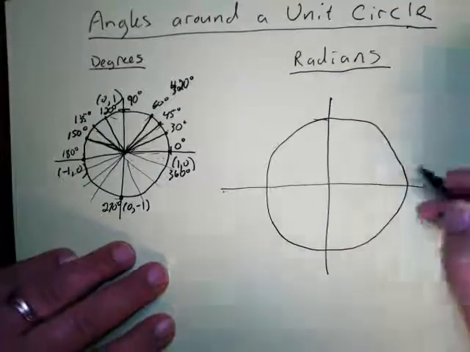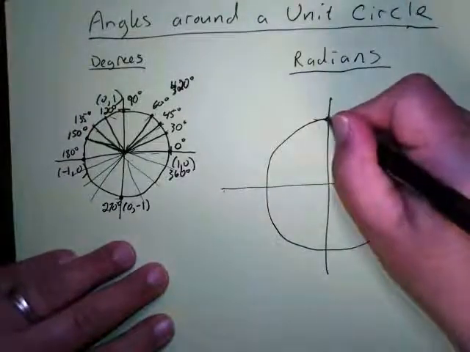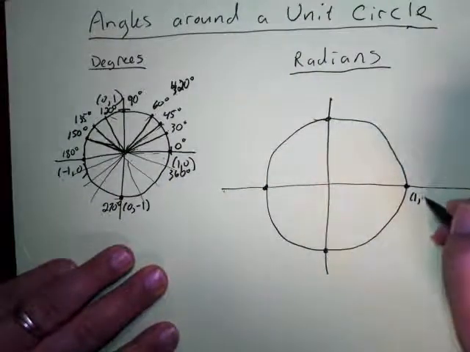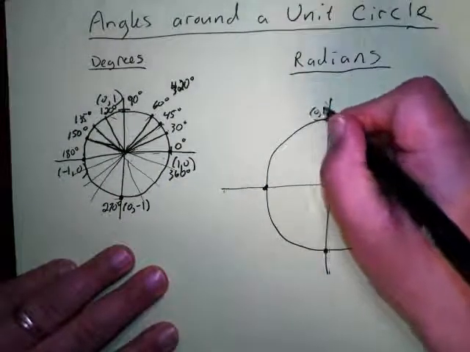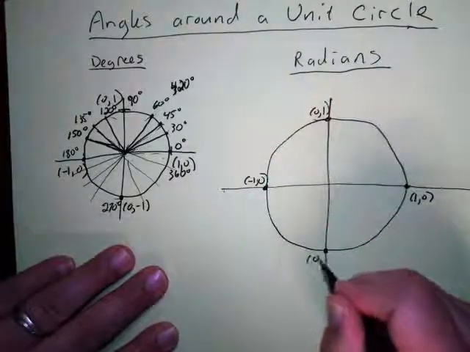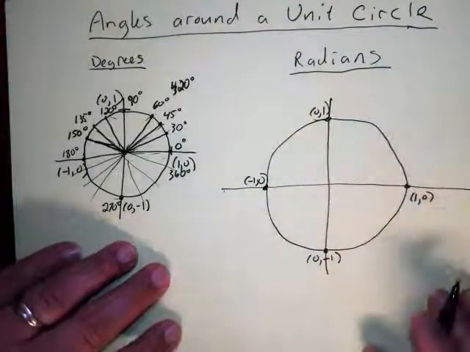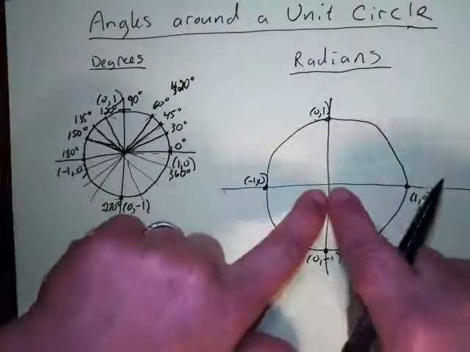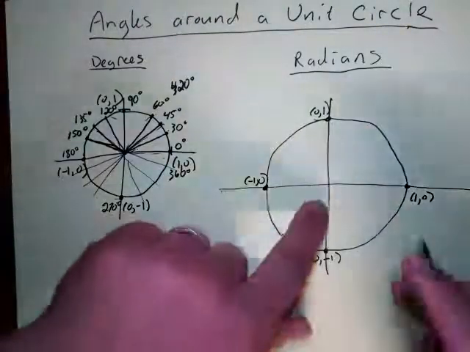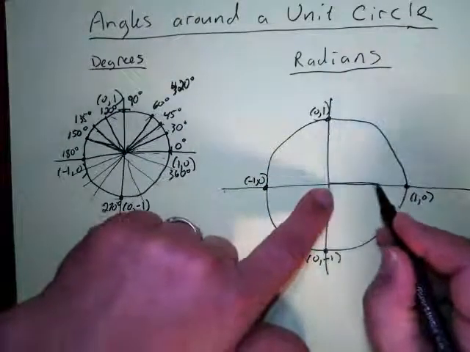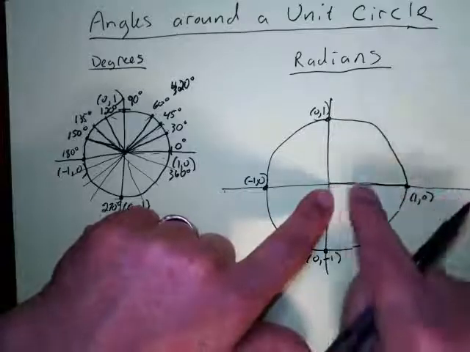That's not too bad. So these are the 4 points here: 1, 0; 0, 1; negative 1, 0; and 0, negative 1. Okay, so the idea of radians here is, if this is a unit circle, this is the radius of the circle, right? This distance. And that radius is 1.